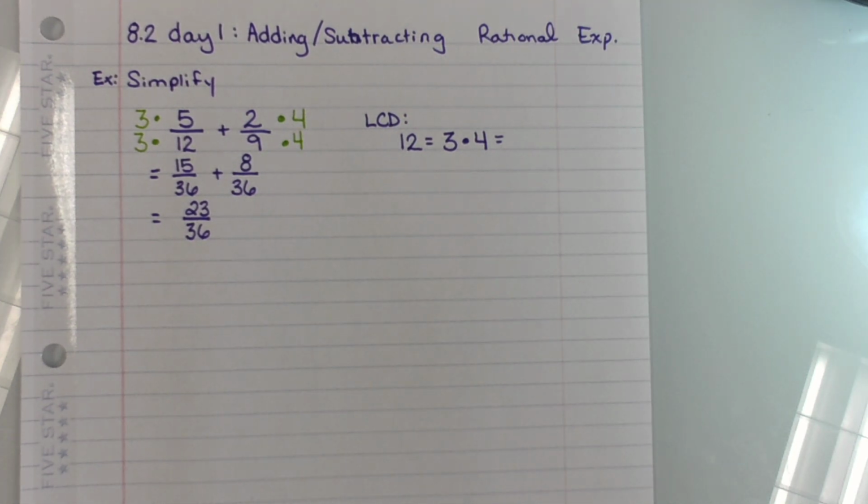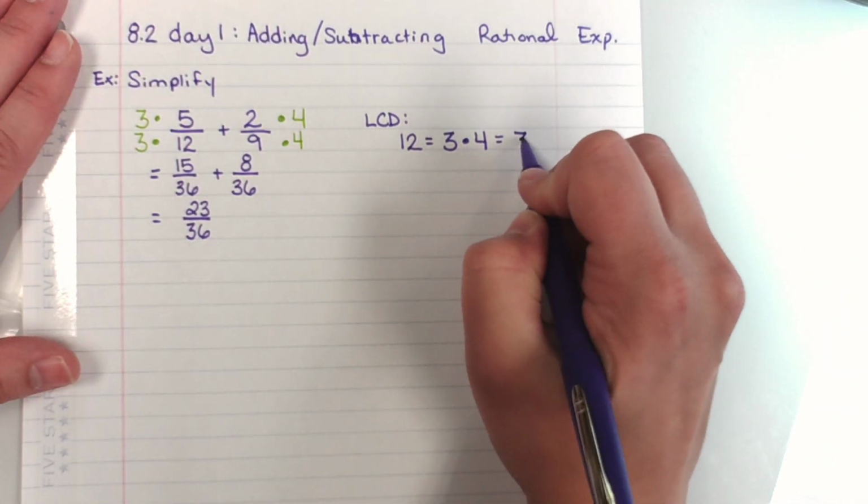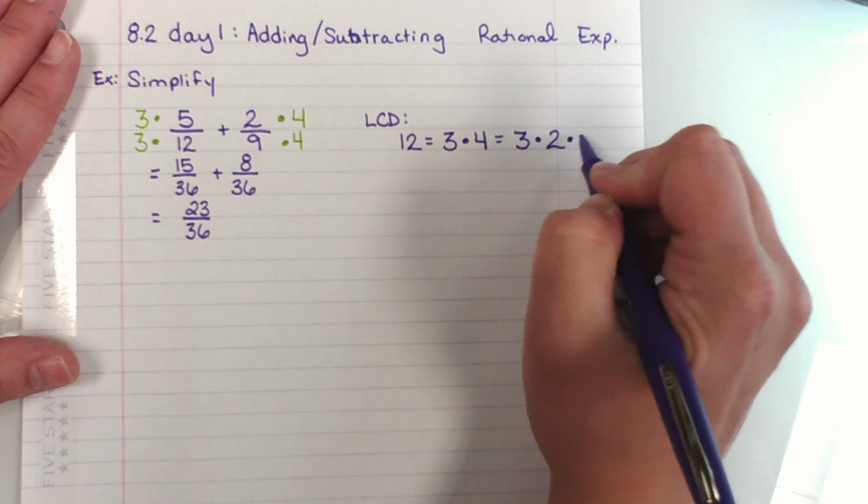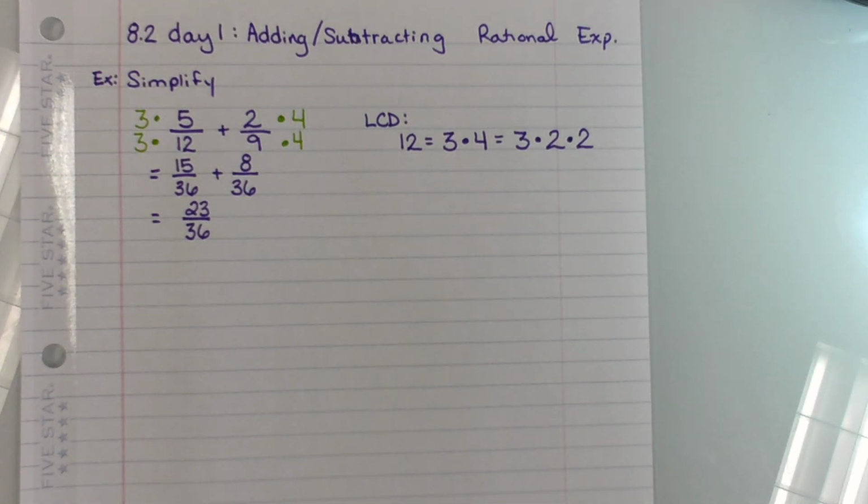Prime means it can't be divided by anything else. The 3 is prime, so that part's good, but 4 can be broken down into 2 times 2. Both of those are prime because they can't be divided by anything but 1 and themselves. So, 12 as its prime factorization, that's what it's called when you break it down into all things that are prime getting multiplied, is 3 times 2 times 2.